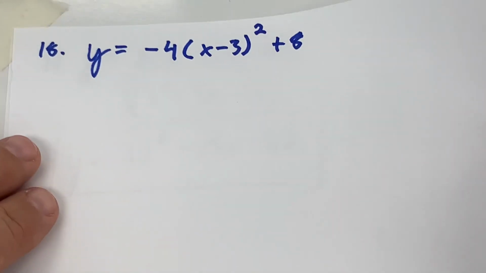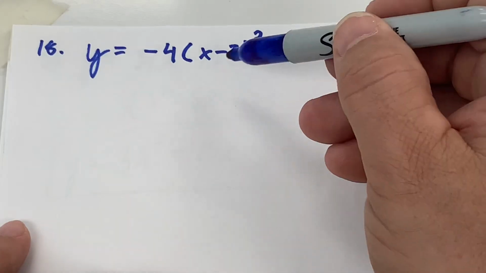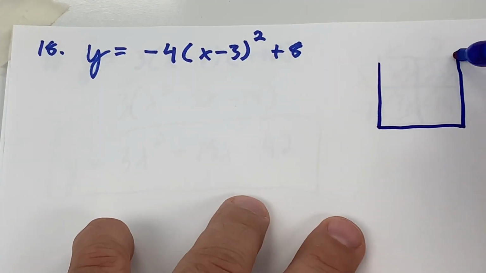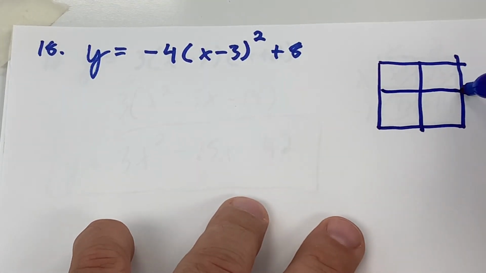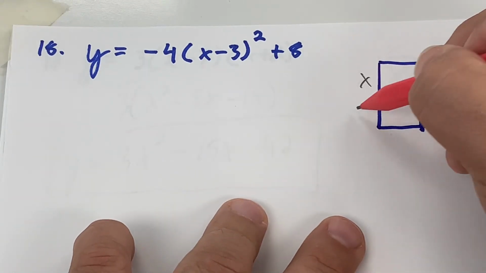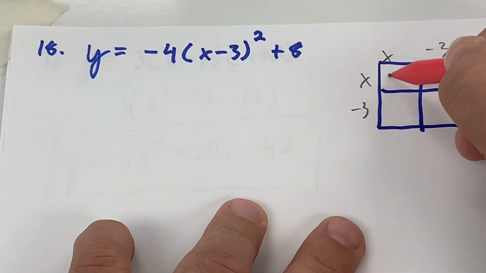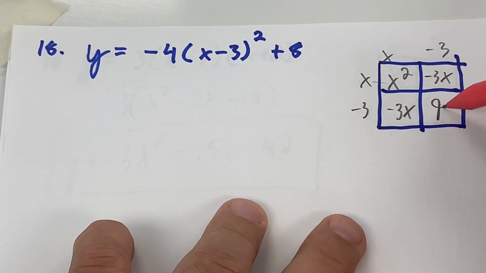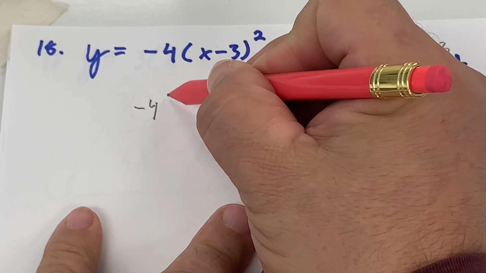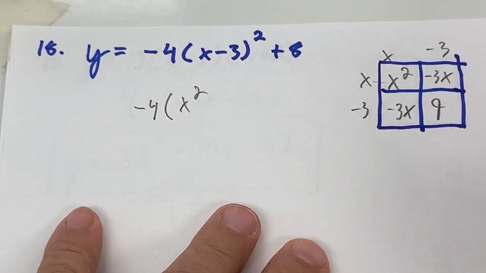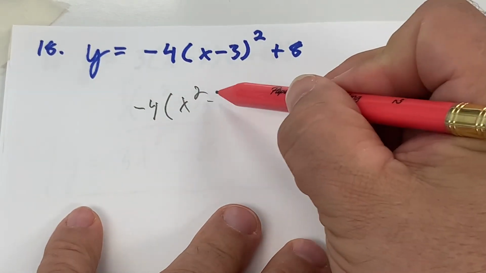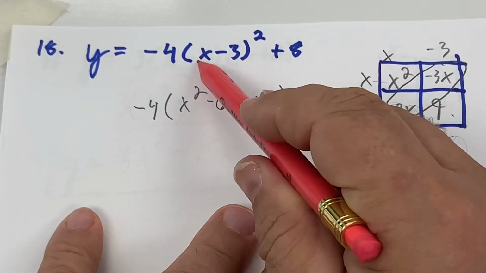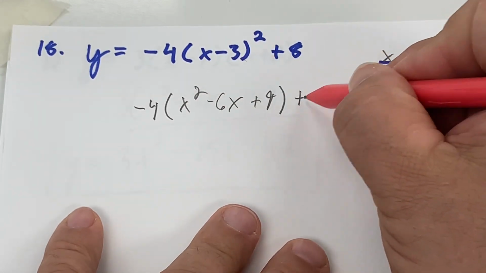Again, we're asked to write it in standard form. So this time I have to take the x minus 3 and square it. So I'm going to set up a cute little Punnett square. But this time I'm going to do x minus 3 times x minus 3. That's going to give me x squared minus 3x plus 9. So it's going to be negative 4 times x squared, combine like terms, that's minus 6x plus 9. Close the parentheses because I was only foiling out the x minus 3, plus 8.